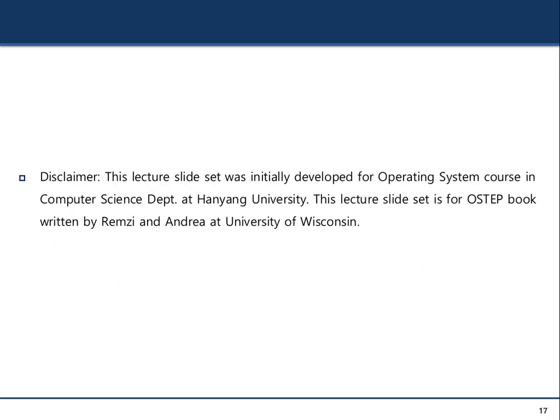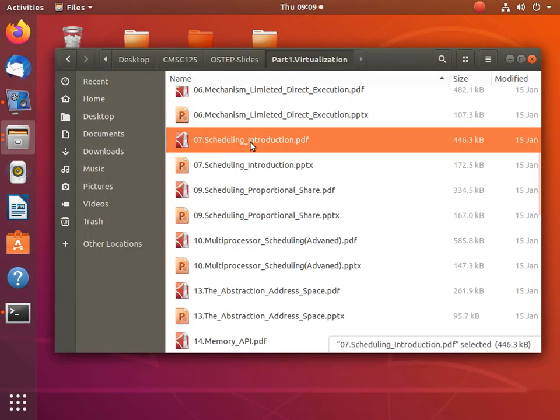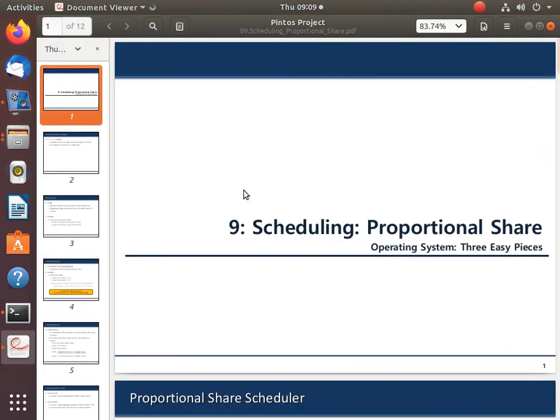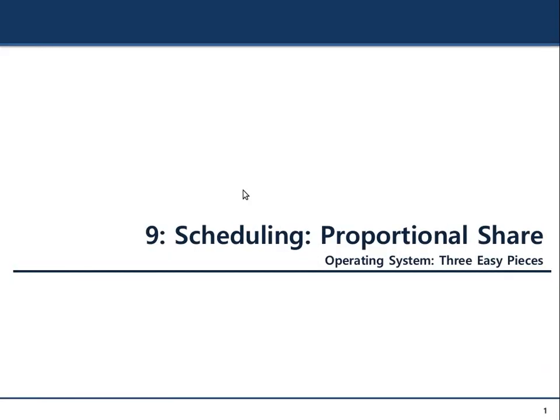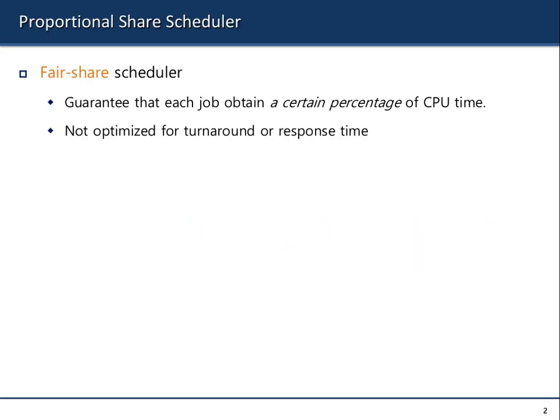There are other algorithms, I think, in chapter 9. So proportional share. Here, in the previous chapter, the criteria or the metrics are average turnaround time and response time, and CPU maximization, right? The use of maximizing the use of the CPU. Okay, so sometimes you also want to have a fair scheduler. So how do you do that? You have a fair share scheduler.